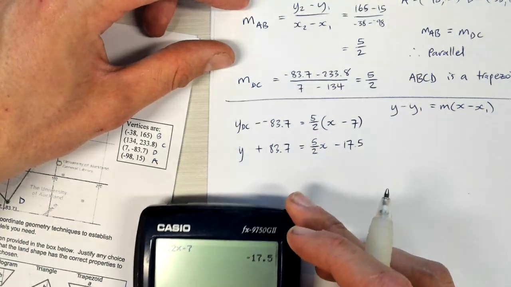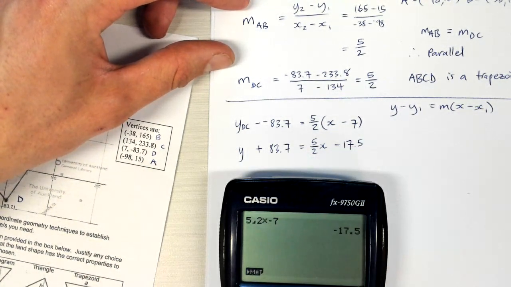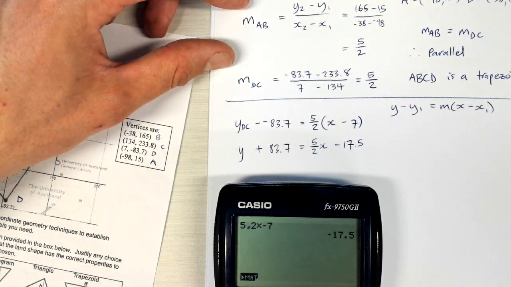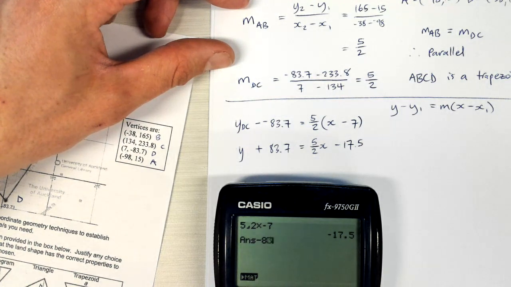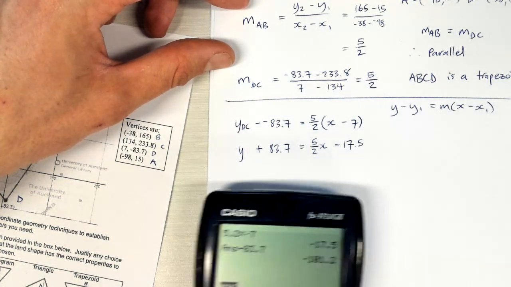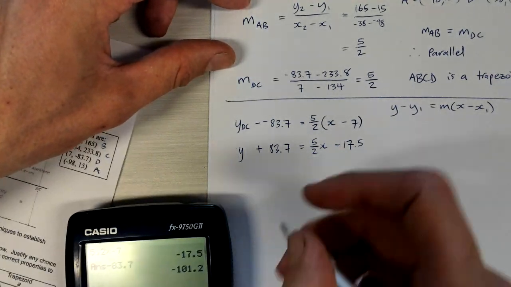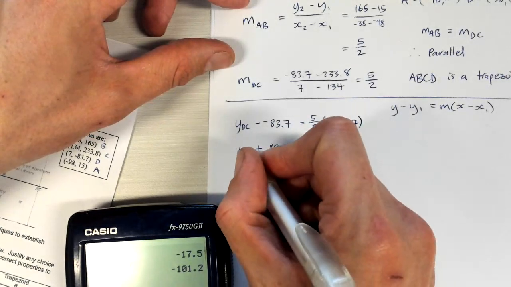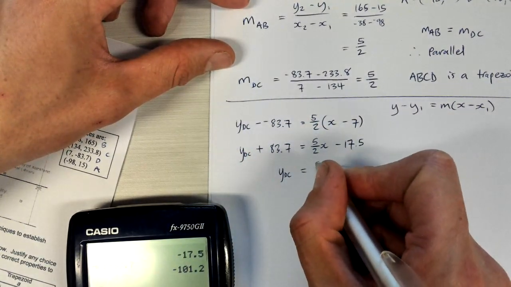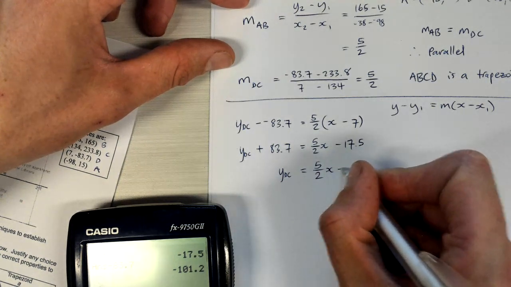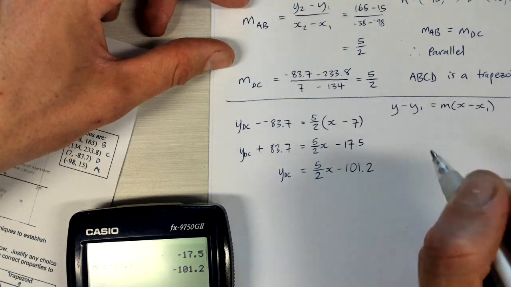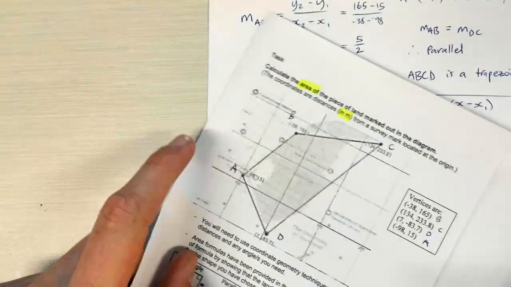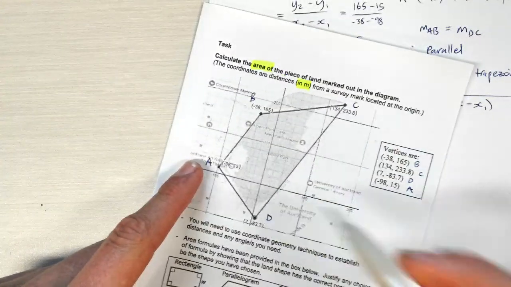Okay, so now what we need to do is just move this over. Again, we'll just use our calculator. We're going to have to minus 83.7 off this side, so we have to do it to the other side as well. So we'll just do answer minus 83.7, and it's negative 101.2. So now we've got the equation of the line. I'm going to go back to calling it y DC. I don't know why I stopped calling it DC. That's a bit mean. y DC equals 5 over 2 x minus 101.2. We now have an equation for D to C. We now know how to represent this.